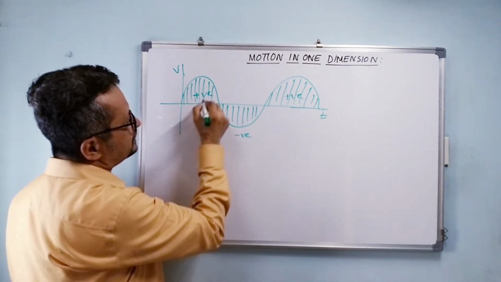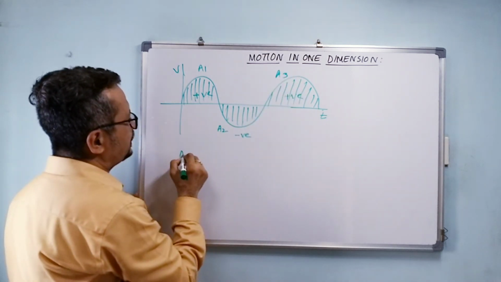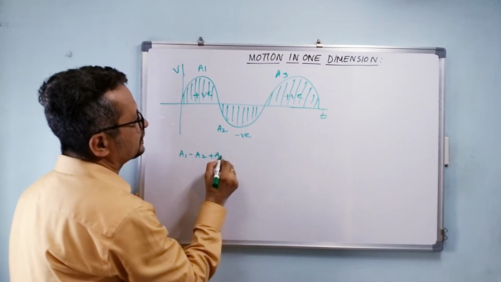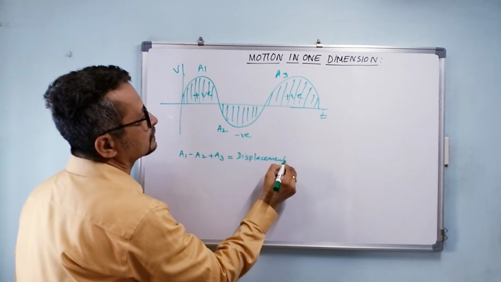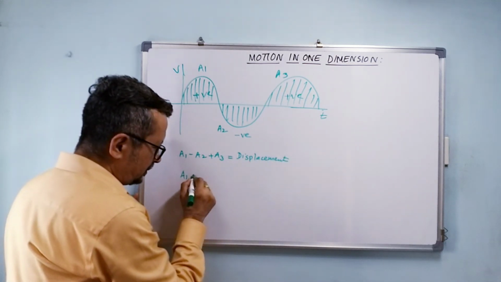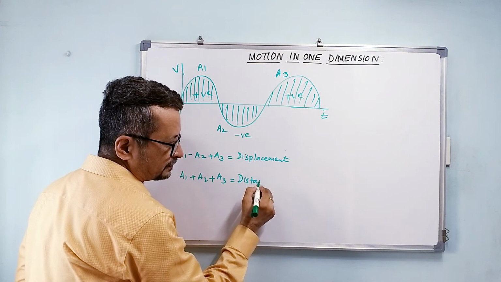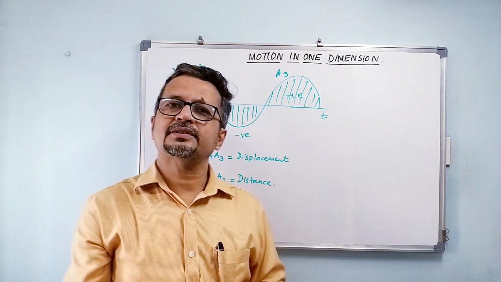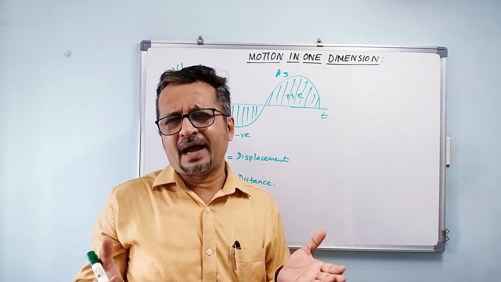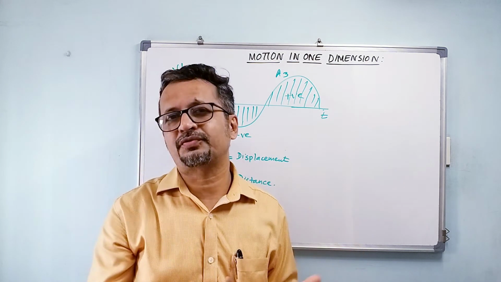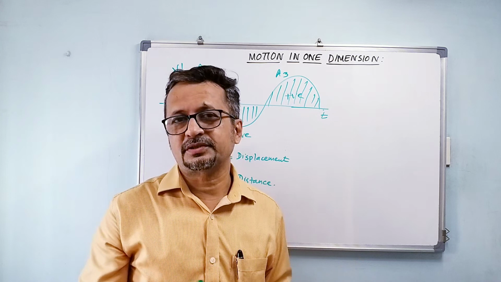So now if I call this area A1, A2 and A3, then A1 minus A2 plus A3 will be displacement, and A1 plus A2 plus A3, that would be distance. So these are a few things that you need to really feel. I wouldn't say remember, but you should be able to feel it, what is happening there. Once you feel that, you will not have to memorize anything, right?